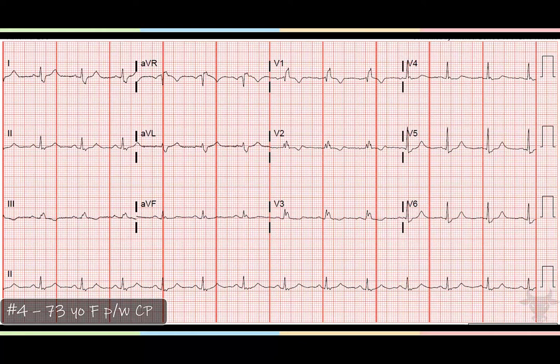Exactly, that's right. So left bundles are often associated with left axis deviation, right bundles not associated with a right axis deviation. So if you do see a right axis deviation, something else is going on. We'll actually walk through some examples of that scenario later on.